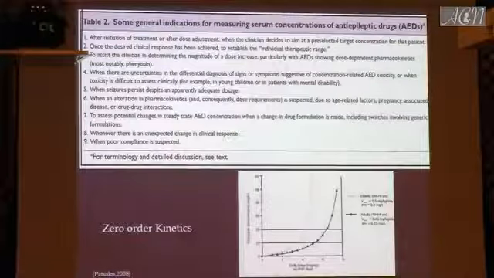When there is uncertainty in the differential diagnosis of signs suggestive of toxicity or not, you are not sure whether this could be from the toxicity or secondary to the medication, you might want to measure the level and compare it to the previous regimen in the same patient. When the seizure persists despite an apparently adequate dosage, compliance. When there is an alteration in the pharmacokinetics, pregnancy, liver disease, polytherapy, kidney disease, you might want to measure the level to make sure you are in the therapeutic range, or at least what you would consider therapeutic range.